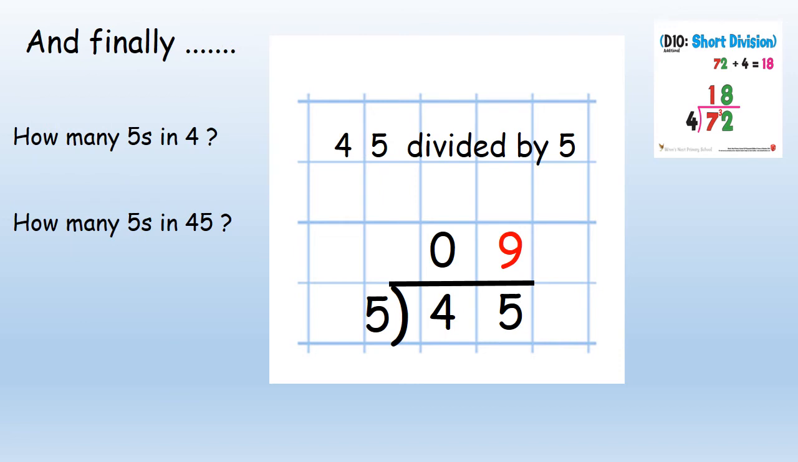And the next one, 45 divided by 5. Now, I've put this example in because it's slightly different. It hasn't actually got a remainder. Let me talk you through it. How many 5s are there in 4? You can't actually fit any 5s into 4. There aren't any, are there? I'm going to put a 0 in that tens column for now, but I'll talk about that in a little while. So that means that you're immediately dividing 45 by 5.